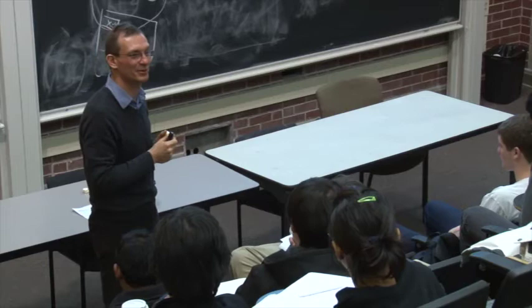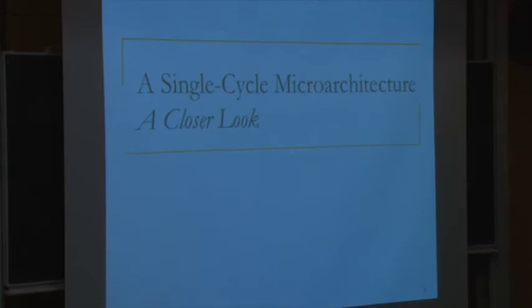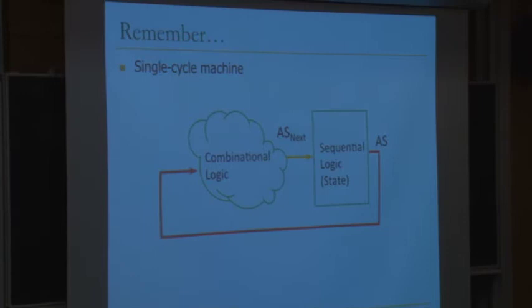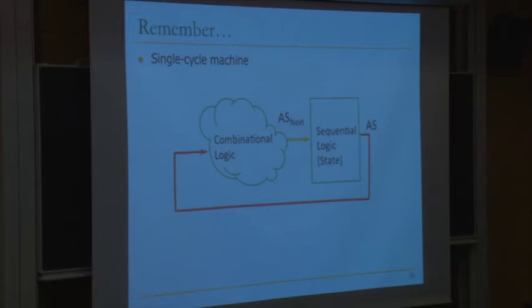Okay, so let's take a closer look. I'll go through this relatively fast because I think the basic concepts are relatively clear, hopefully. Or you can learn them by looking at the slides, and you're going to design this anyway in lab 2. This is just to help you with lab 2. A single cycle machine looks like this. So let's build a single cycle machine, not in a very formal way, but in a way that teaches you basic concepts.